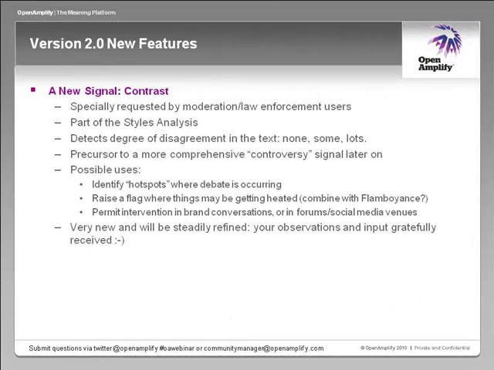We'd also like to mention that there's a brand new signal in version 2 called contrast. This is also part of the styles analysis, as were the other text level things we just described. This was a specific response to folks in the moderation and law enforcement area, as well as some others, who wanted us to try to detect how much disagreement was in there. Actually, the way it was expressed to us was controversy. We've come to understand that controversy is actually a pretty complex type of thing to measure. So as a precursor to it, we got our arms around disagreement, which we've called contrast in this particular case.